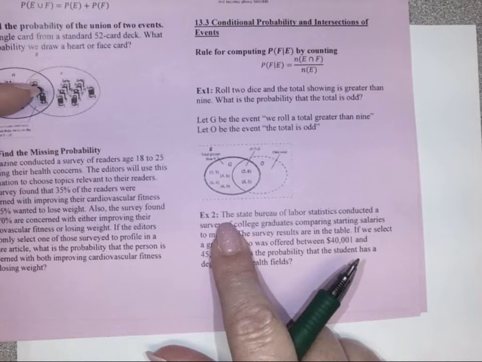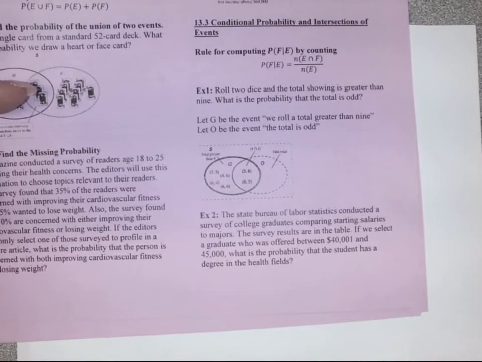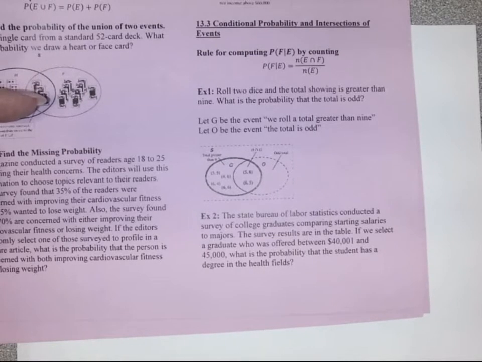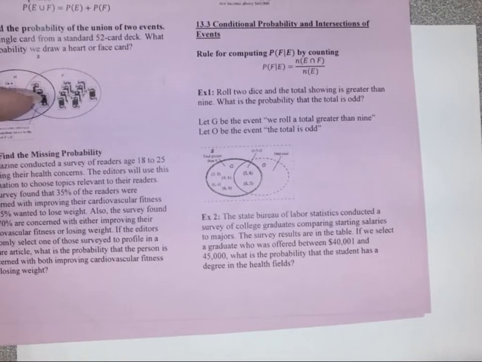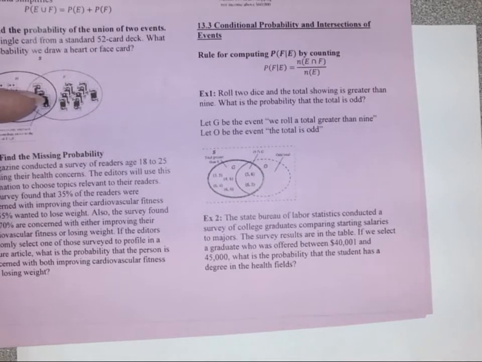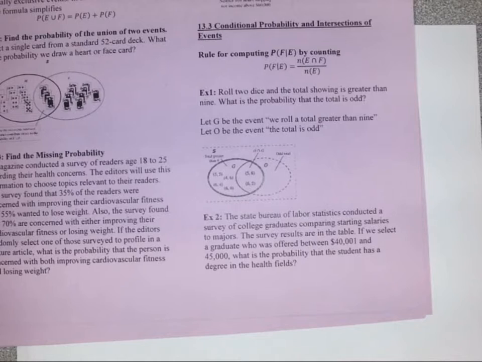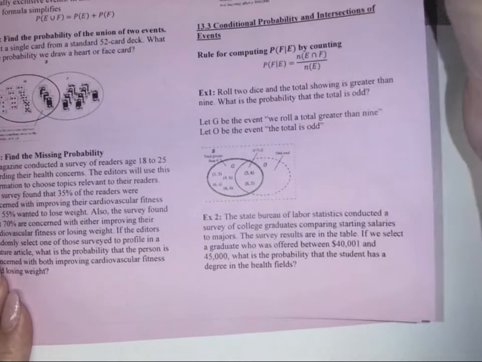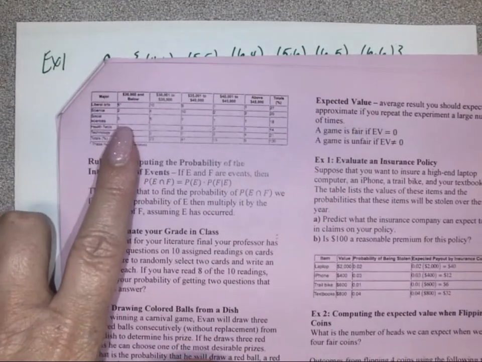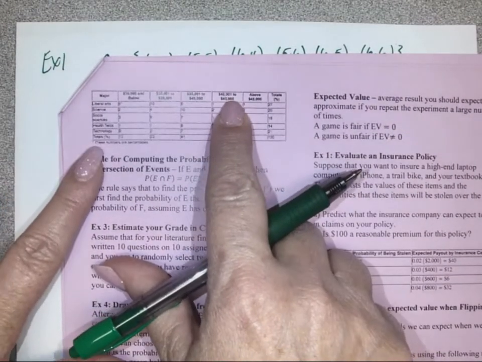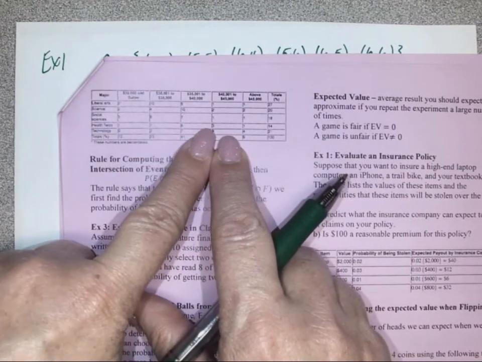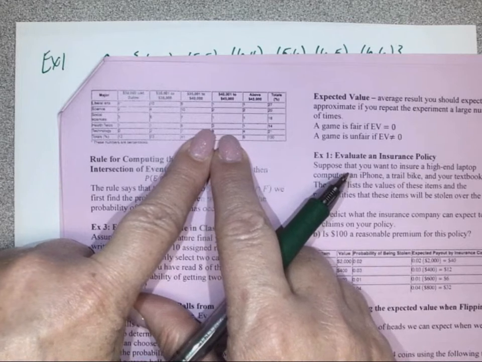All right, for example 2, the State Bureau of Labor Statistics conducted a survey of college graduates comparing starting salaries to majors. Their survey results are in the table. If we select a graduate who was offered between $40,001 and $45,000, what is the probability that the student has a degree in the health fields? So we're going to look at our table over here. And so our $40,001 to $45,000 is our category here, and then we're looking at the health fields right there.